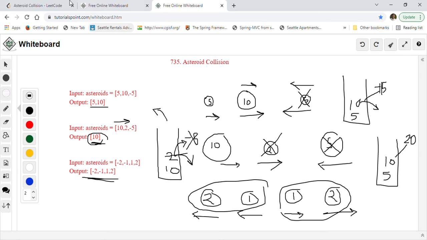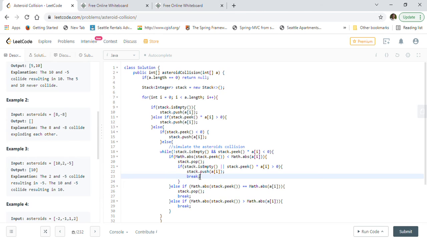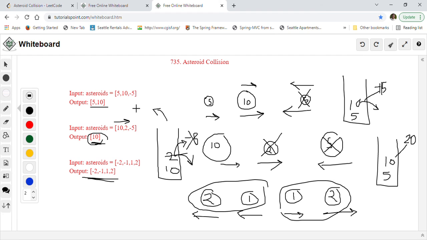So we have to push it basically in that direction, in that stack. So this is what we are doing here. Otherwise, we will again do the absolute value of the current and the top of the stack, right? If both have the same weight, for example, let's say 5 and 10 here.